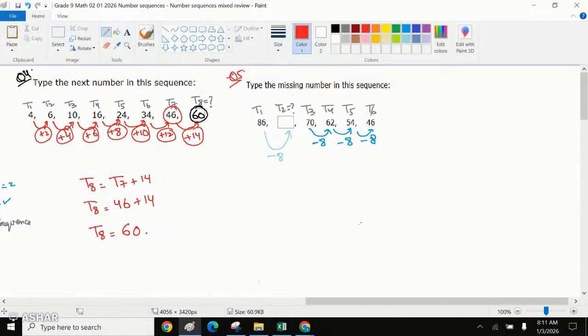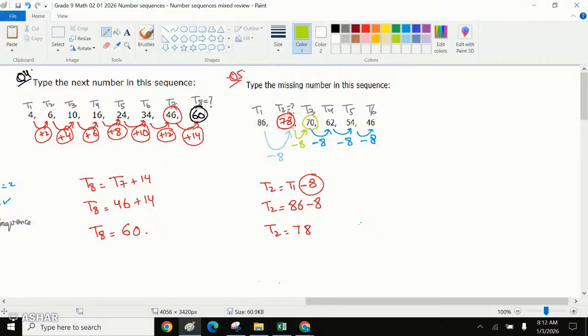So what is term number 2? That would be term number 1 minus 8. Term number 2 would be 86 minus 8. What is 86 minus 8? 86 minus 6 is 80, minus 2 is 78. That means term number 2 for us is 78, because we can still see the pattern. 78 minus 8 is 70. So each of the terms is being reduced by 8, right?